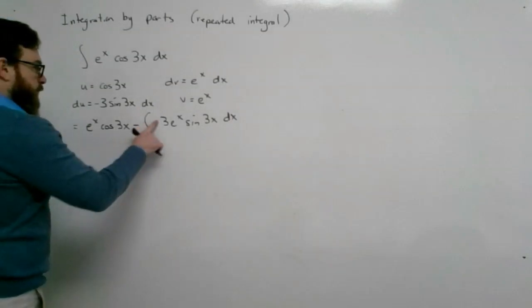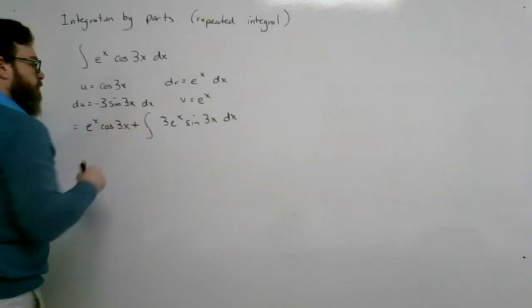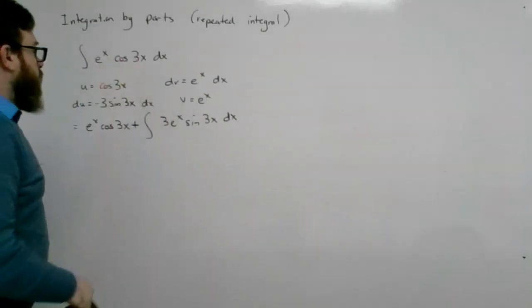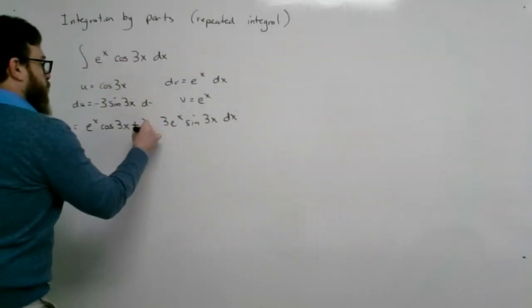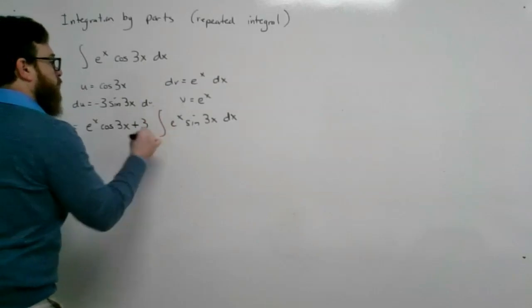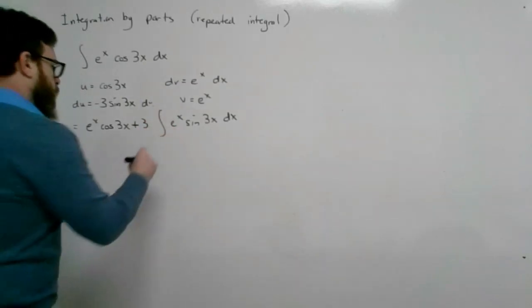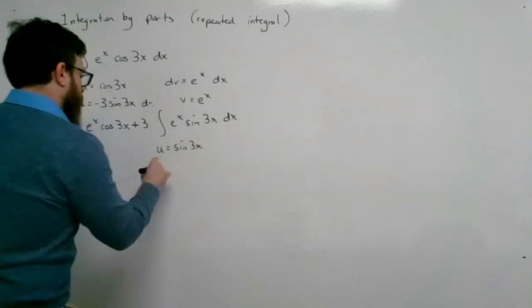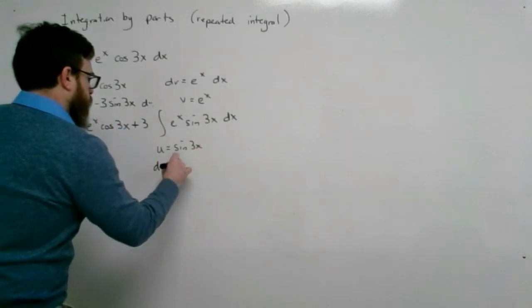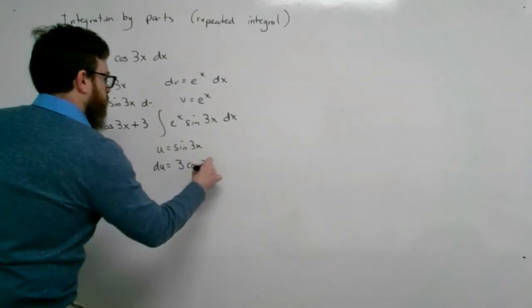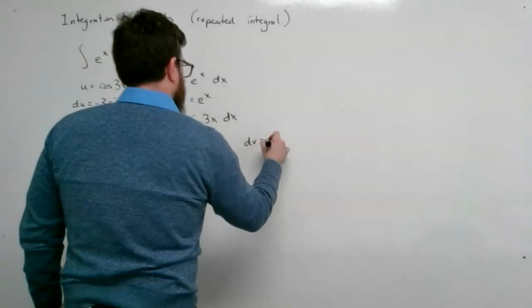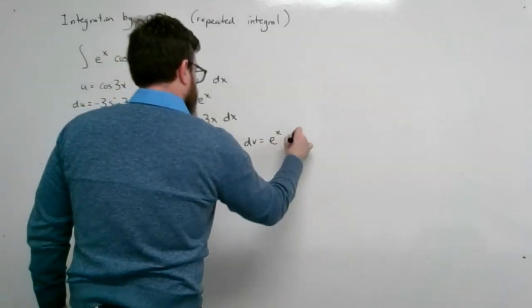Now, minus and minus would be plus. And I'm going to have to write it again. We can see that it's something very similar. So let's pull out the 3 as well. 3 times the integral. So integrating this again, we have u is equal to the sine of 3x. That means du is going to be equal to 3 cosine of 3x dx. And then my dv is going to be equal to e to the x dx.